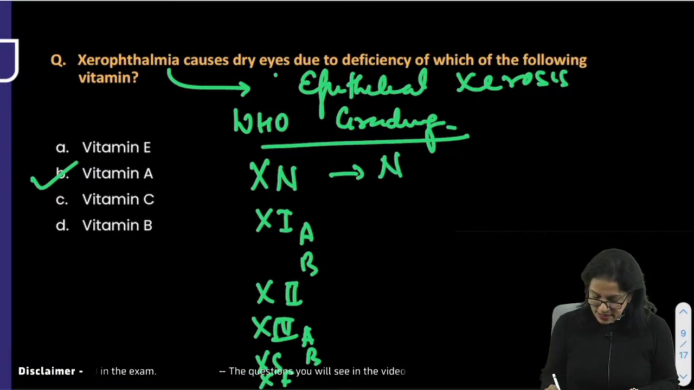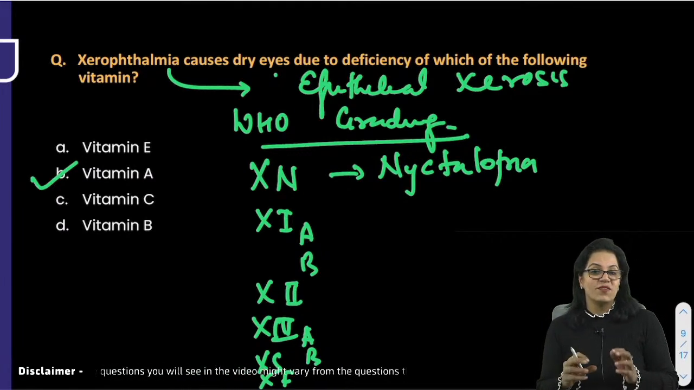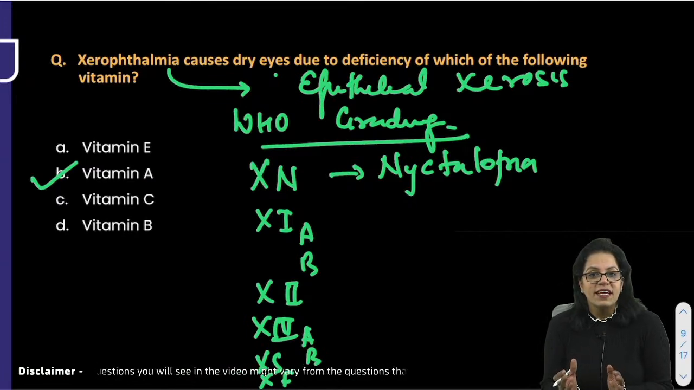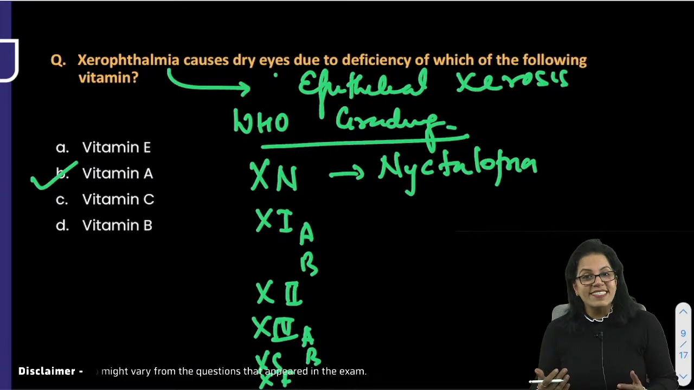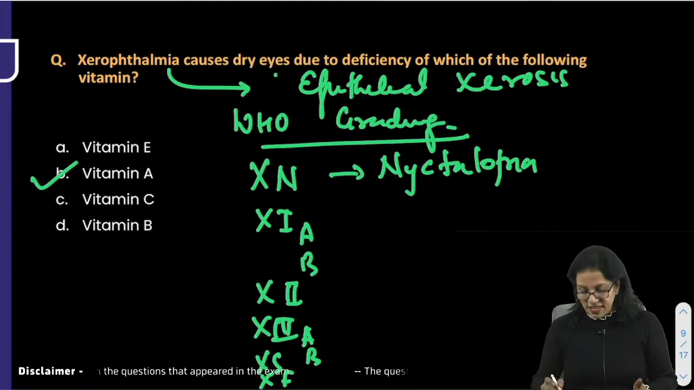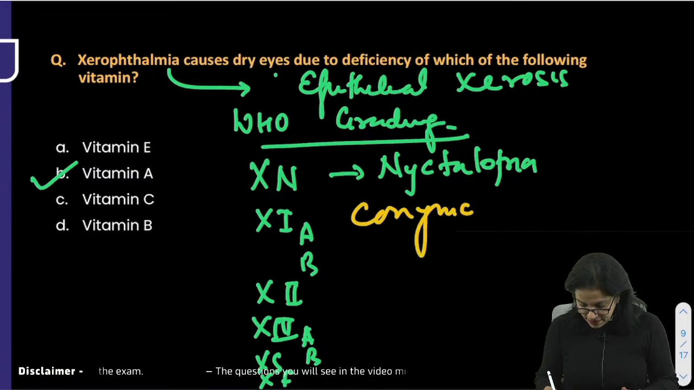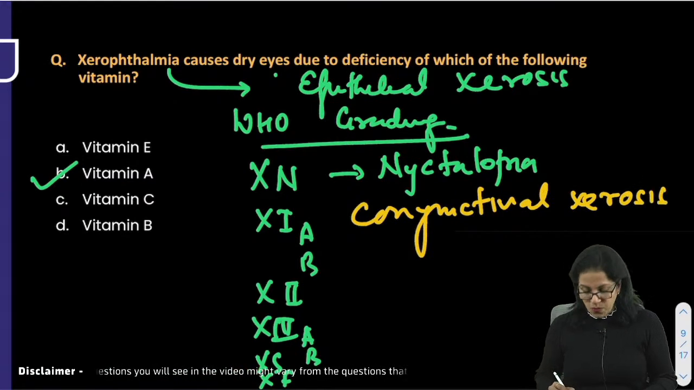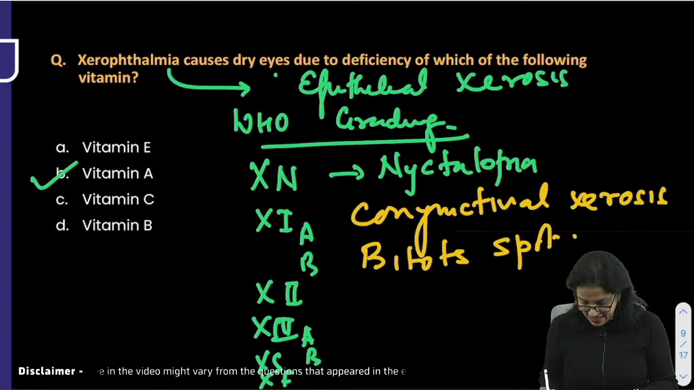XN is night blindness, this is nyctalopia. We all should know this very clearly, that vitamin A is a very important component of your rods, which are responsible for night vision, so night blindness. Then starts the drying process and xerosis. First it will involve the conjunctiva, so there is conjunctival xerosis. And after conjunctival xerosis, when there is too much drying, the next thing that happens is Bitot spot, right. We all know this.